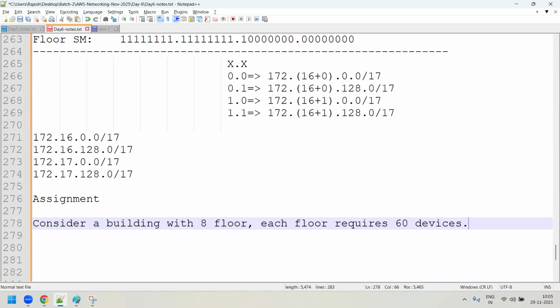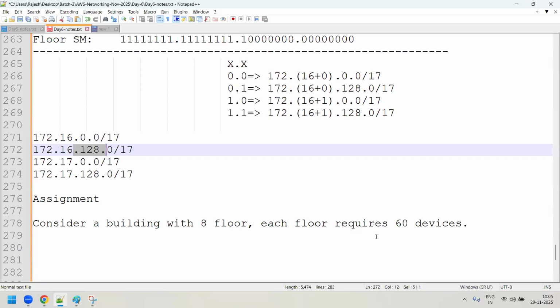This is an assignment. Today I gave 2 assignments. One was calculating the subnet mask, which is easy. This is also quite easy. You have to take it as 8, so you have 4, then 1, 2, 3, 4, and like that you will get 8. You'll get 8 subnets, 8 CIDR ranges.